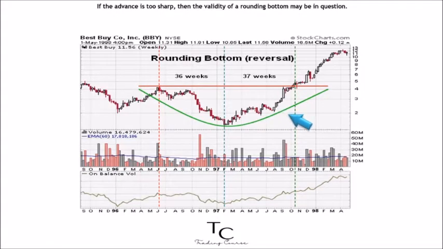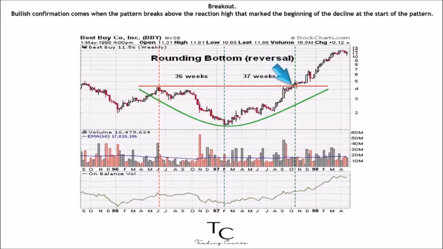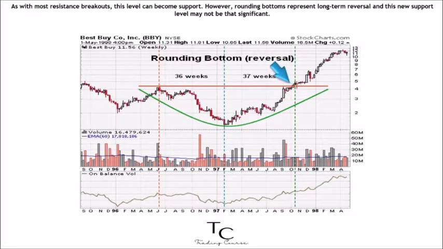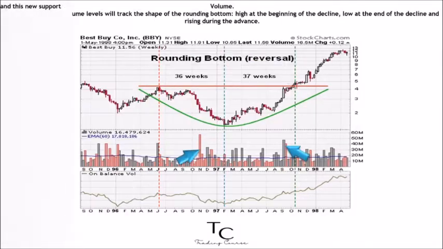If the advance is too sharp, then the validity of a rounding bottom may be in question. Breakout. Bullish confirmation comes when the pattern breaks above the reaction high that marked the beginning of the decline at the start of the pattern. As with most resistance breakouts, this level can become support. However, rounding bottoms represent long-term reversal and this new support level may not be that significant.